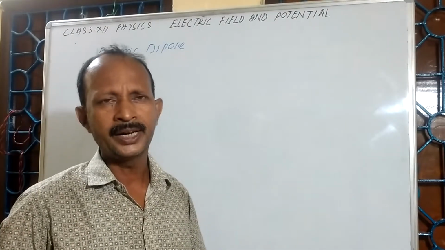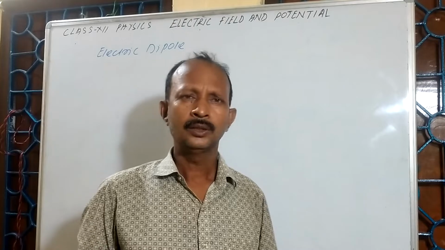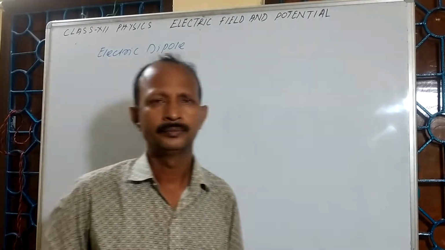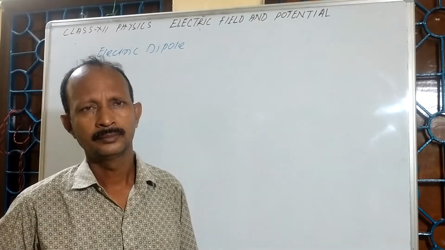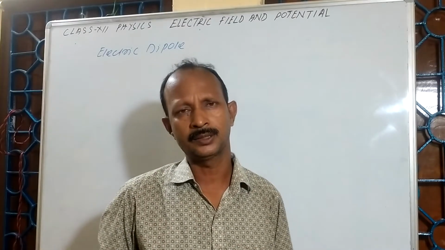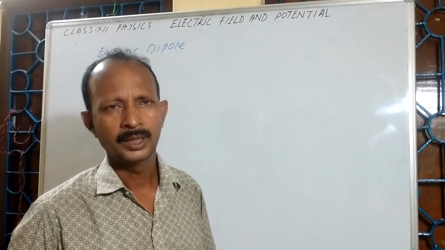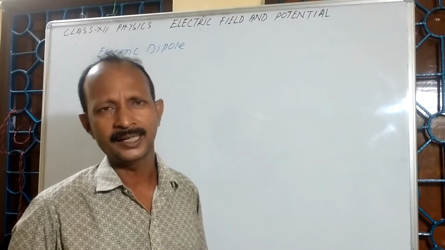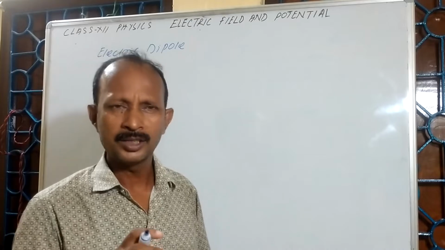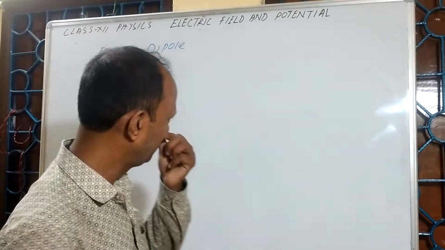What is electric dipole? Two equal and opposite charges, if they are separated by a small distance, constitute an electric dipole.